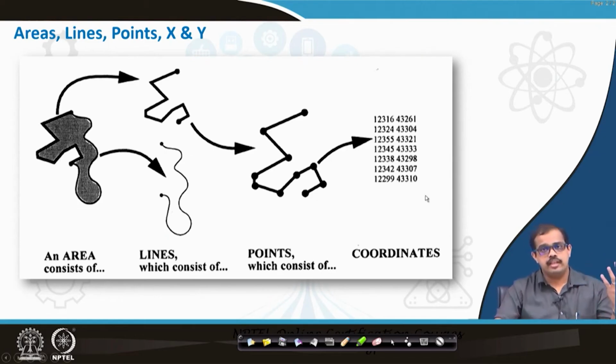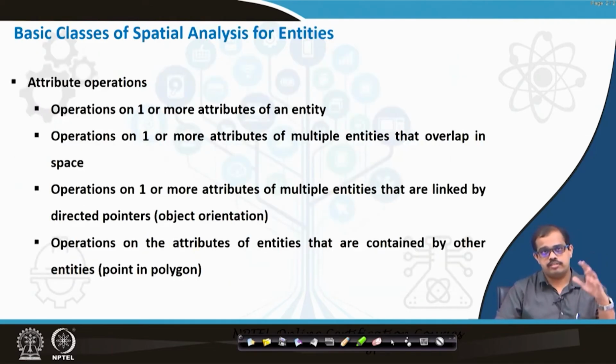So, the first thing is what kind of data representation model is there. If this is the representation model, what kind of analysis can be done. I am just trying to give you an example of how a vector data model actually is and how the information has to be sought out.